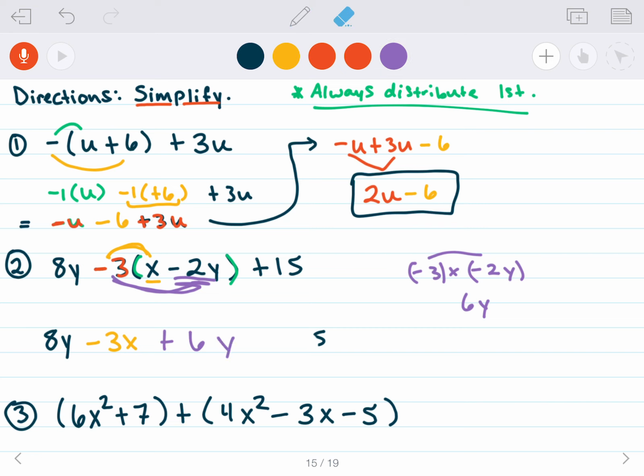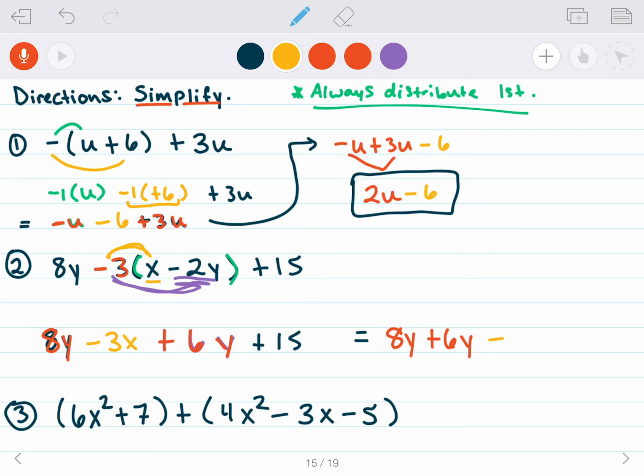Okay? Now at this point, since I got rid of the parentheses, you can ask yourself, can I combine any like terms? Do I have any like terms? And I do. I have the y's. I have an 8y and I have a positive 6y. So if you want to do this, you can rewrite it if that helps you. We have 8y next to the positive 6y, and then everything else can follow after because they don't have like terms. So these two can be added. 8 and 6 makes 14. And then everything else comes down.